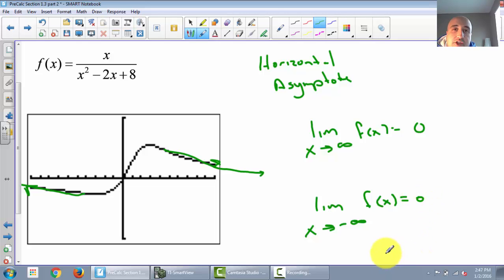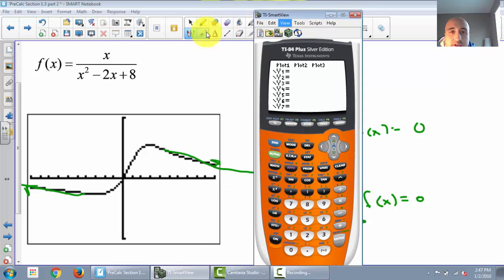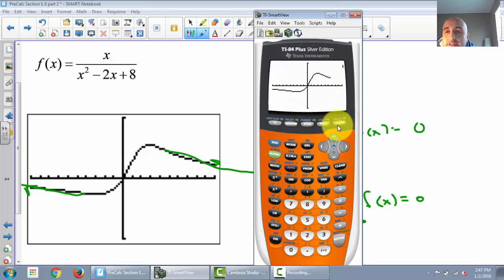Now, how could I be sure that that's the answer? Okay, I'm going to go to my calculator. I'm going to plug this equation in. X divided by, and if you're dividing by a polynomial, you're going to put it in parentheses. So x squared minus 2x plus 8. All right, and I'm going to graph it. There's my graph. And what I want to do is look at the table.